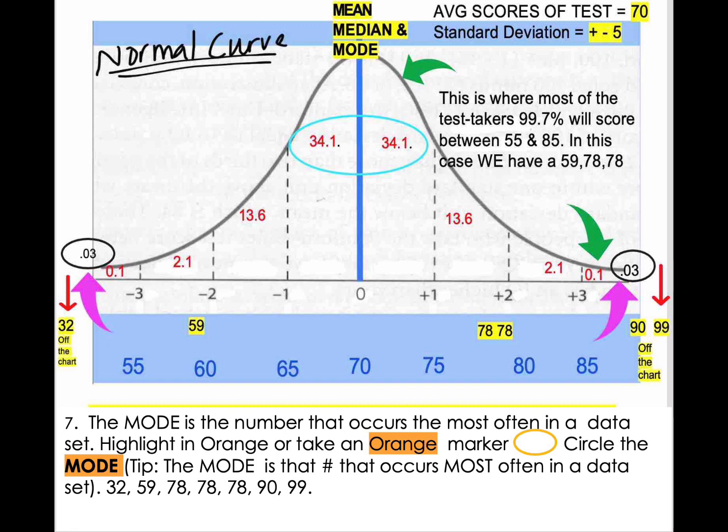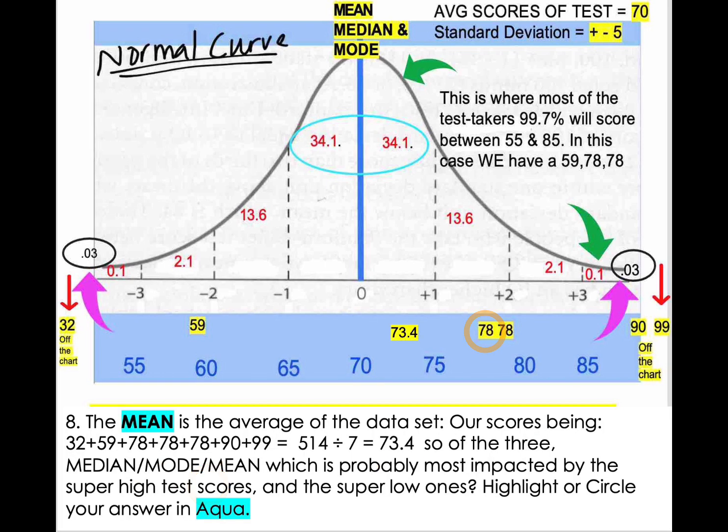The mode is the number that occurs most often in a data set. Here we have to highlight in orange, or take an orange marker and circle the mode. We know that the mode is the number that occurs most often in a data set. In this case, 32, 59, 78, 78, 78, 90, and 99. So our most occurring number there is obviously a 78.